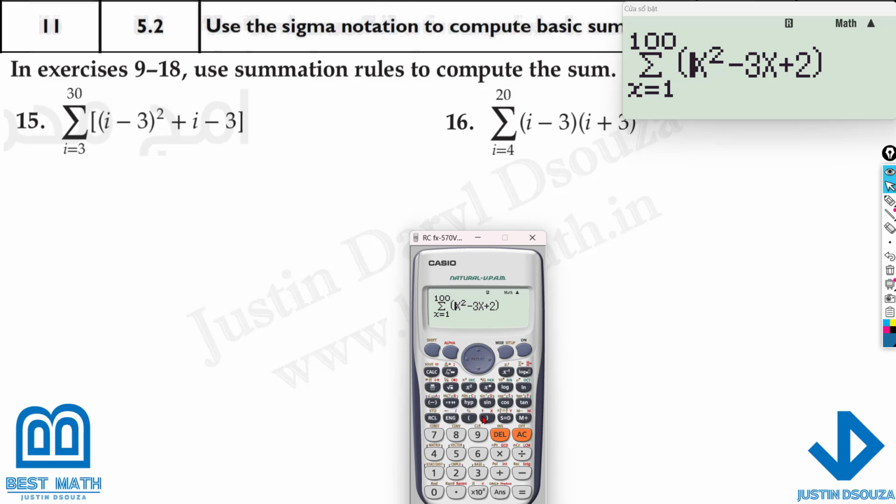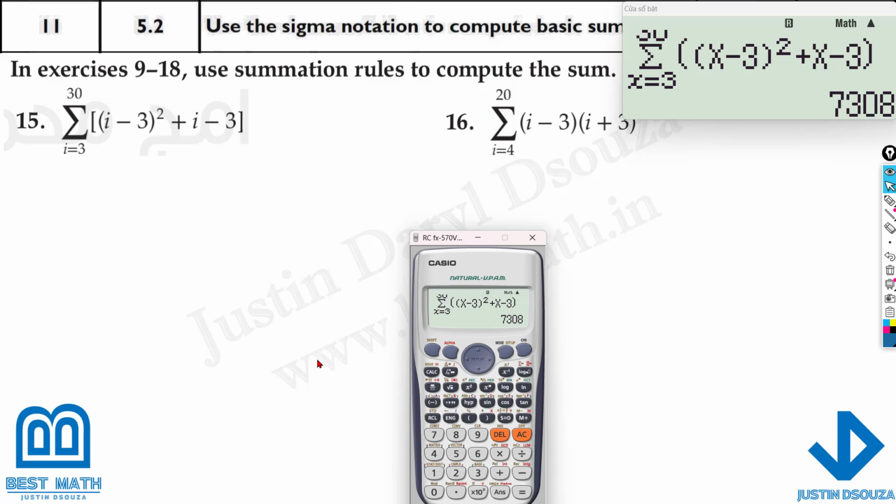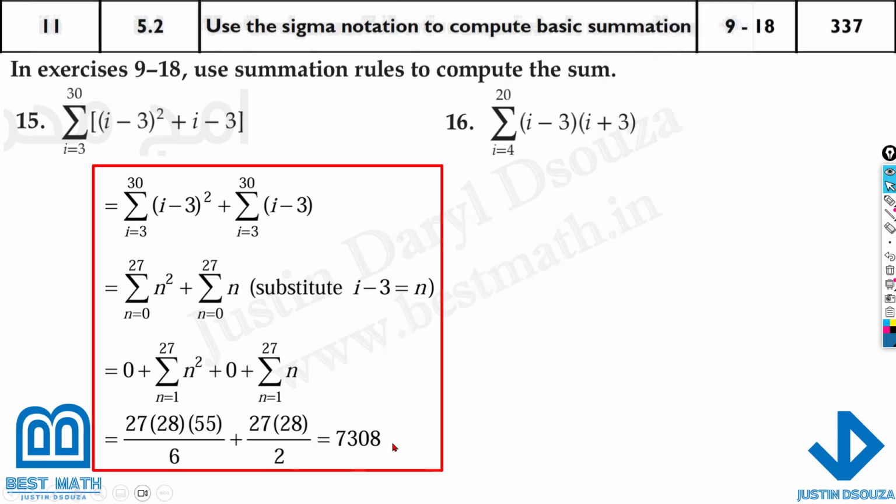Now here you can see it is, let me clear it off. Shift summation. This is the sigma interval, and open the bracket. The big brackets are already there. Just open one bracket, write x minus 3, close the bracket and square it. Over here, you just close the bracket and square it up. And then you add x and subtract 3. It starts from 3, it goes until 30. The value is 7,308, and you can see that's the answer.